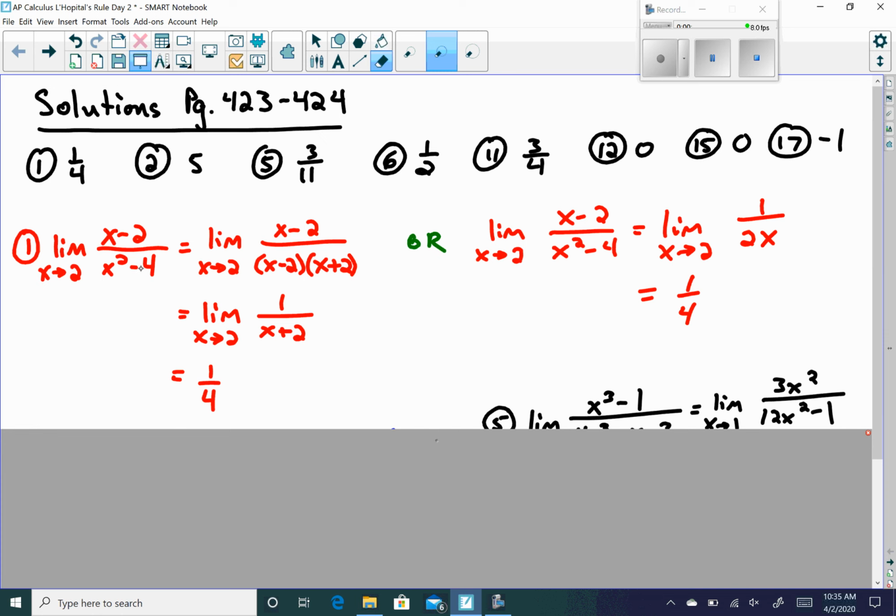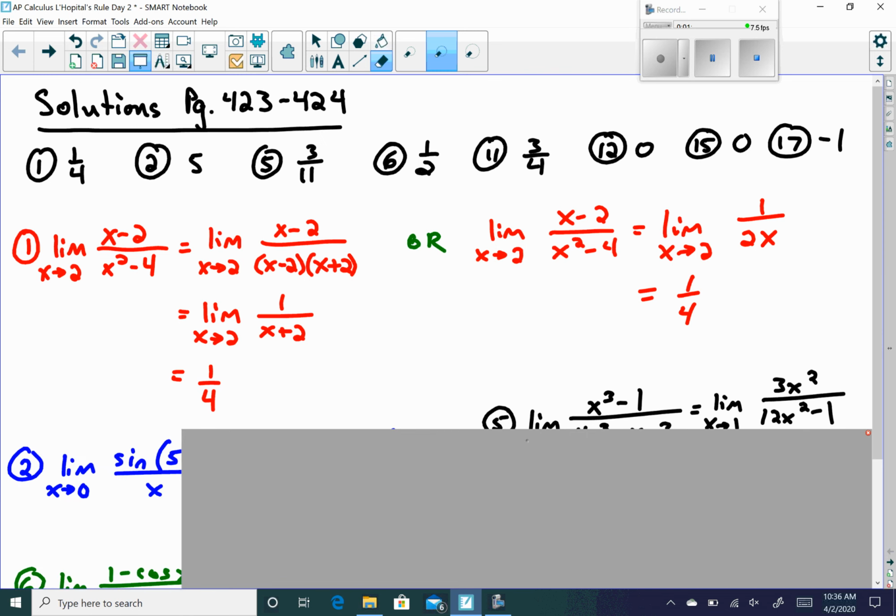So what we could first do, because we will get 0 over 0 if we tried to substitute the 2 in, we could factor that denominator, then the x minus 2 factors divide out, and we're left with 1 over x plus 2, the limit of that as x approaches 2. So now we can substitute the 2 in and get 1/4. Or we could use L'Hopital's rule, take the derivative of the numerator and denominator, which gives us 1 over 2x, and now we can substitute the 2 and get 1/4 that way.